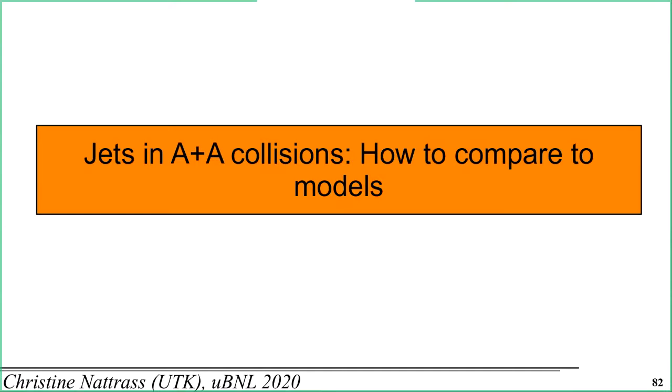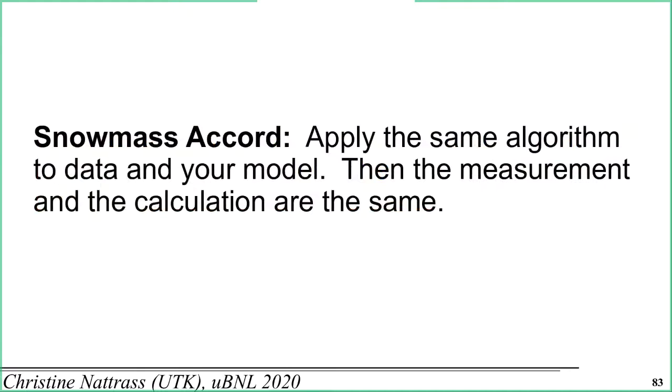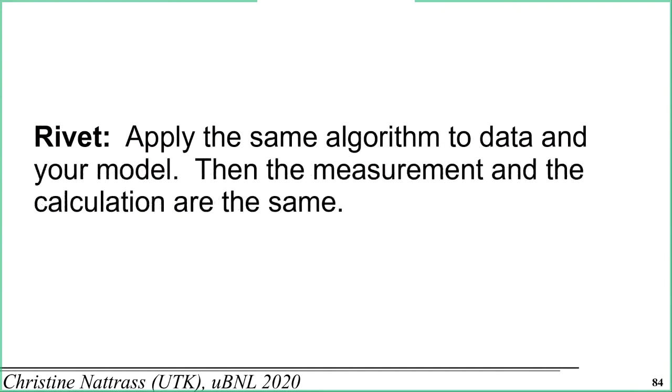So this is my soapbox component, which is how I think we actually should compare to models. I mentioned it in the first part, the Snowmass accord, where the summary of talking about jets and what jets are was that we should apply the same algorithm to data and the model, and then the two are comparable, then you can actually compare them. And there's a package called Rivet, which mostly takes the same approach. Apply the same algorithm to data and your model, and then they are comparable.